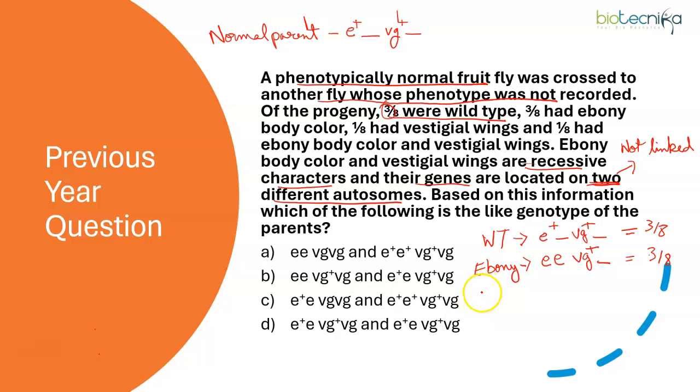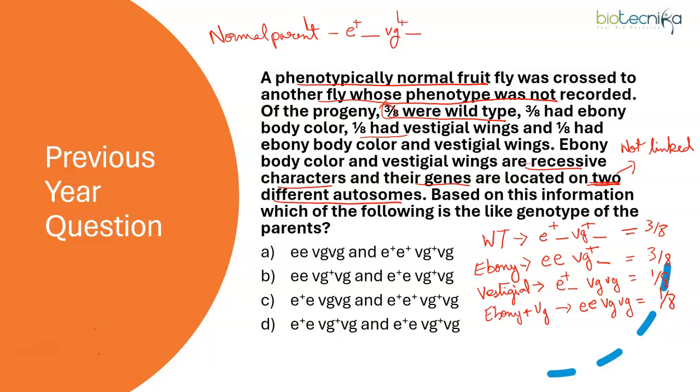Next, the vestigial wings. For vestigial wings, it is 1 by 8. The genotype will be E plus dash, because body color is wild type here, and VG. The proportion is 1 by 8. And the other one is ebony plus vestigial wings. The only possible genotype for that is small e, VG. The proportion that we expect is 1 by 8.